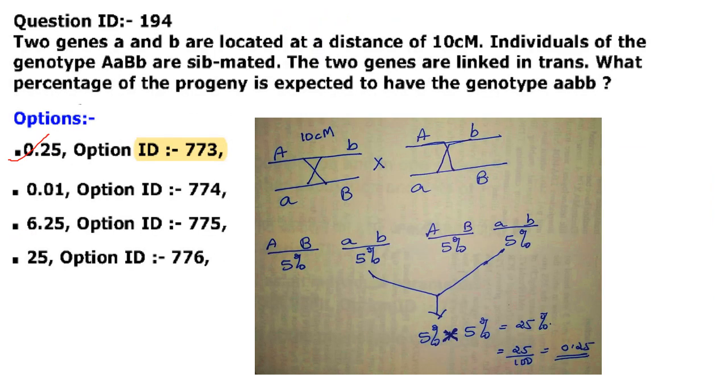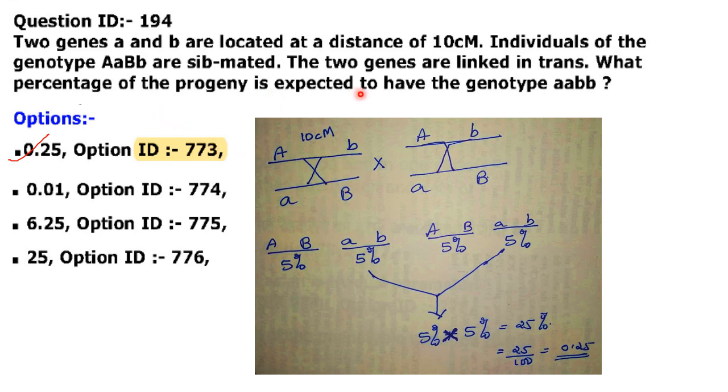The next one. 2 genes A and B are located at a distance of 10 centimorgan. Individuals of the genotype AABB are SIB-mated. SIB-mated means they are selfed. The 2 genes are linked in trans. So if you have capital A and capital B and small a and capital B, that is in case of trans linkage, that is like this, AB, AB.